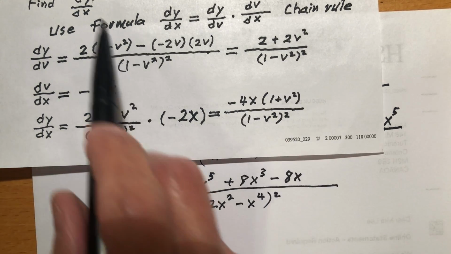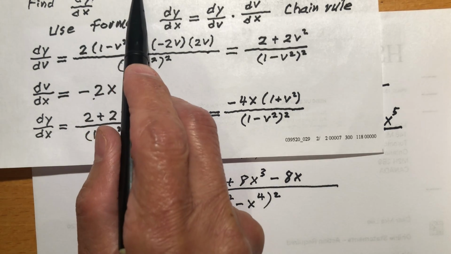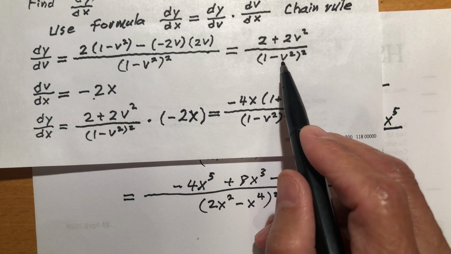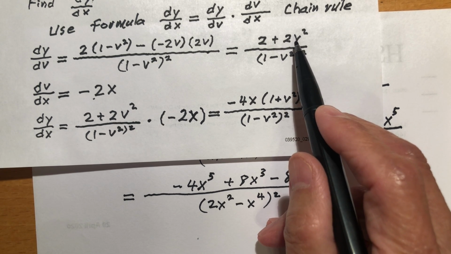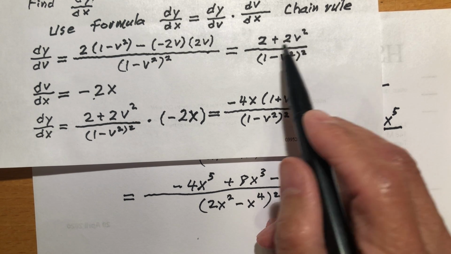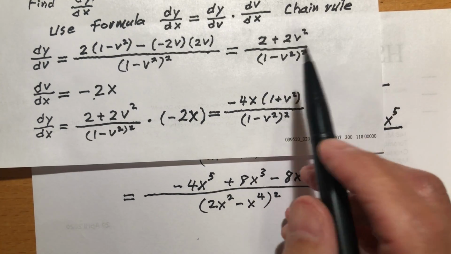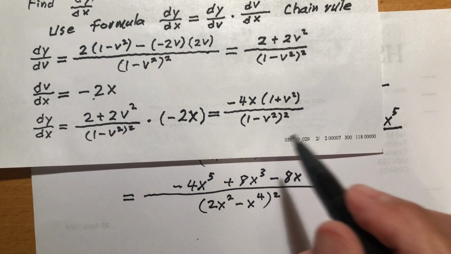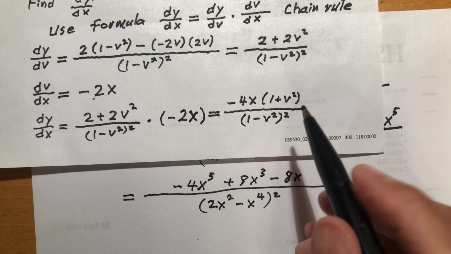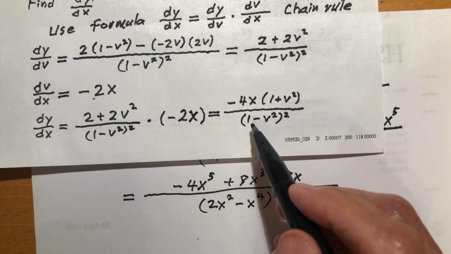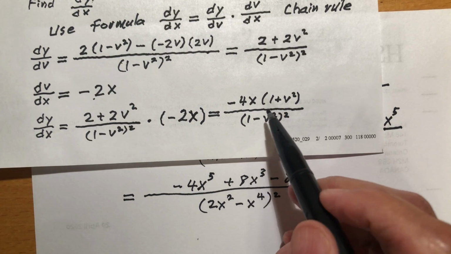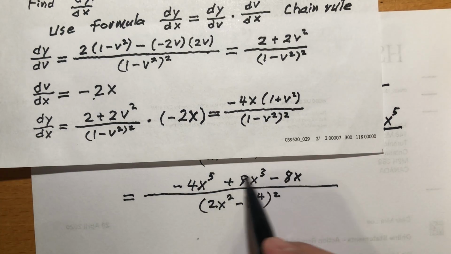What is v? V is this. V is 1 minus x squared. So you put 1 minus x squared here. Put 1 minus x squared here. And simplify. Of course, it's very long, right? It's very long. Be patient, be careful, and you expand it and simplify, you get the same result as this one.